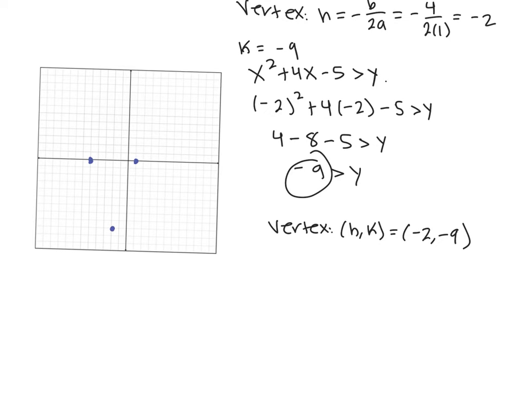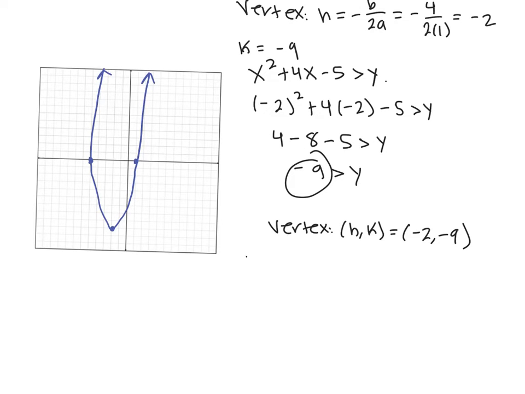About here. Okay. And my a value is positive, so I'm going to be opening upwards, and I have to open upwards in order to connect with my other 2 points as well. So it's going to look something like this.